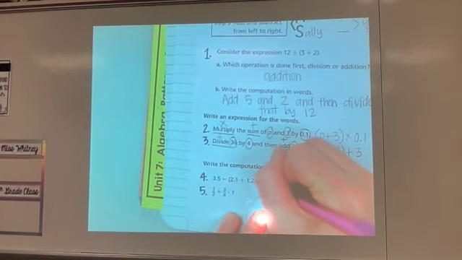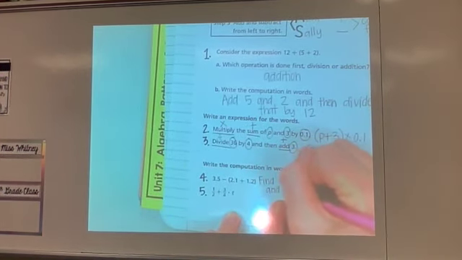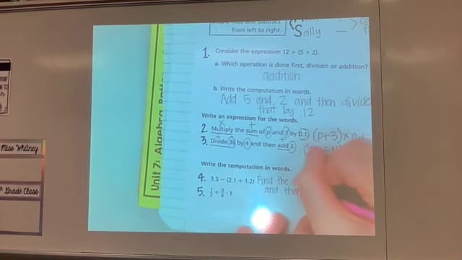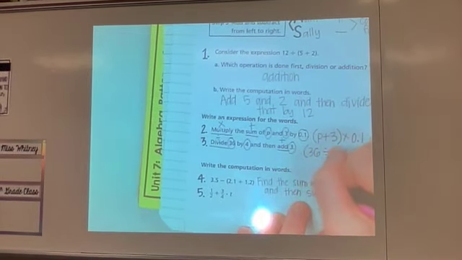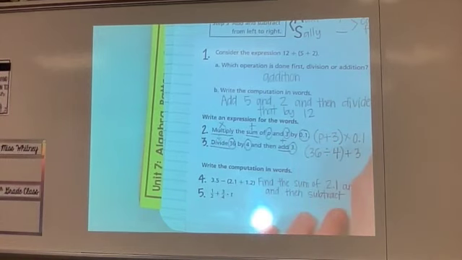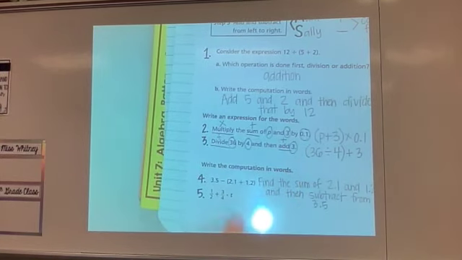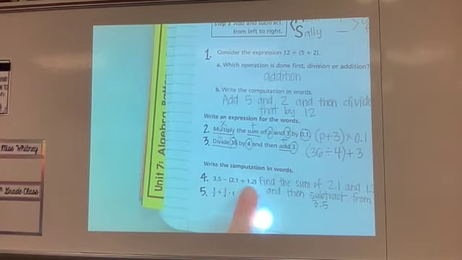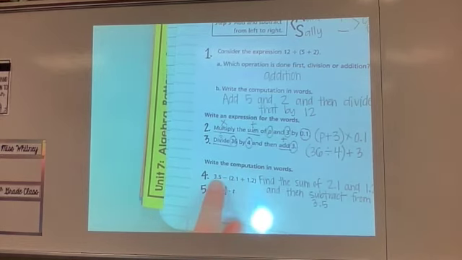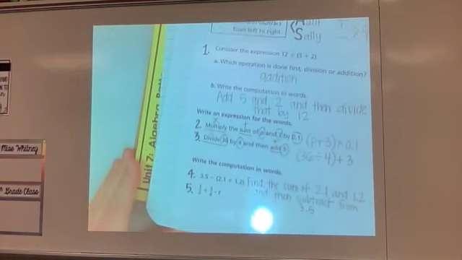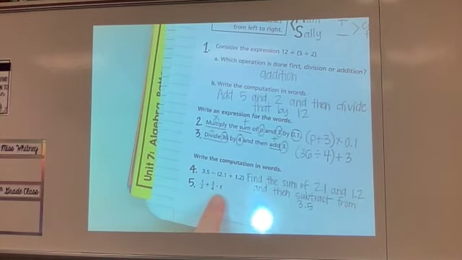And then, remember, I always put that before I go to my second step. And then subtract from 3.5. So find the sum of 2.1 and 1.2 and then subtract from 3.5. Perfect. I think I said we have addition and multiplication going on here.